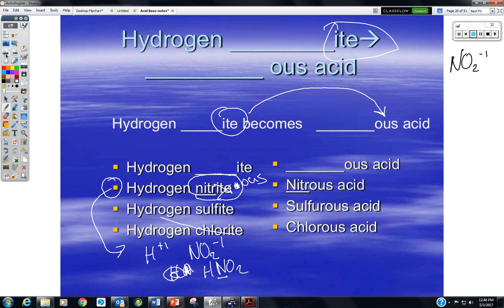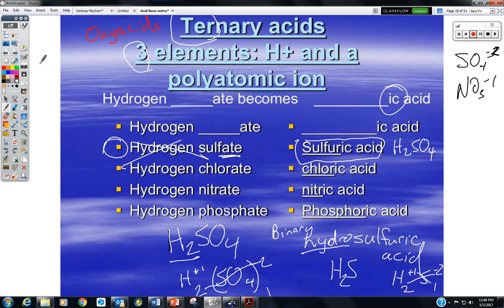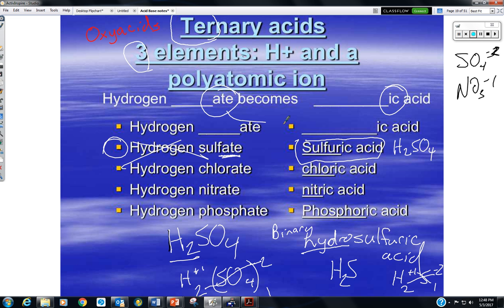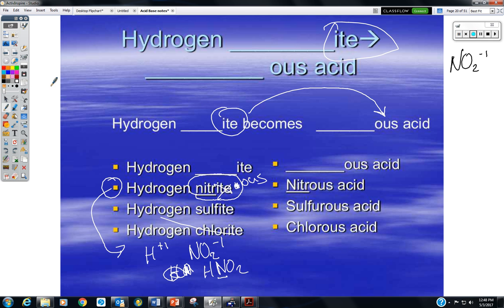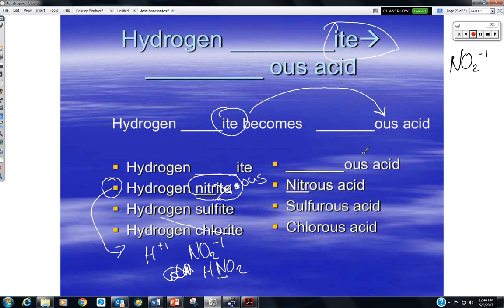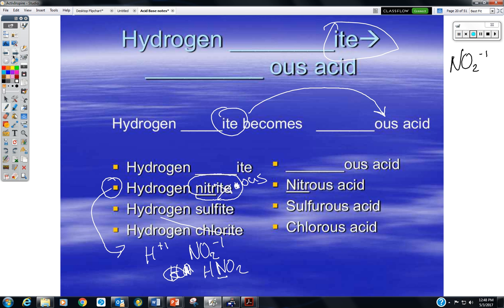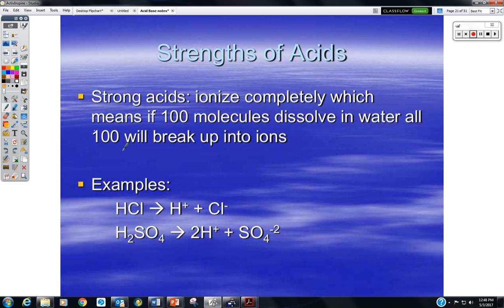oxyacids that have the ATE ending, if it has an ATE ending, it becomes IC. If it has an ITE ending, it becomes OUS. And remember that binary acids, compound acids with only two elements in the compound, end in IC, and you have hydro whatever the element is. All right.